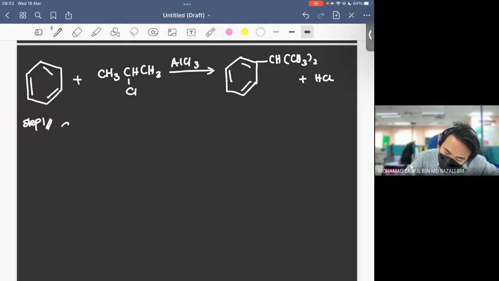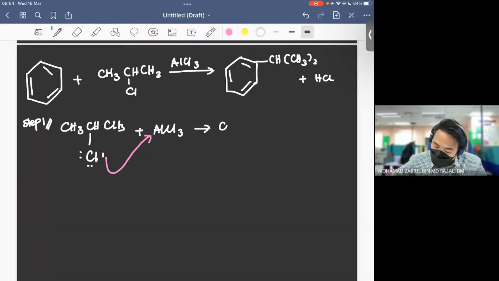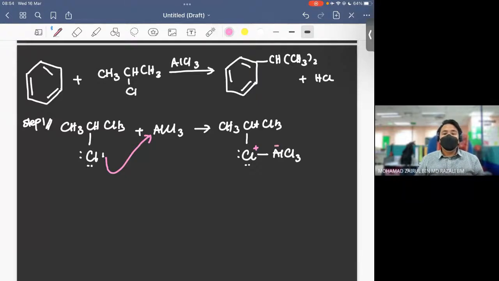So, apa yang kita boleh buat adalah CH3 CHCl. Dia akan bertindak balas dengan kita punya Lewis acid. So, dia boleh donate a pair of electron untuk polarizekan bond tu. AlCl3. So, sini positif, sini negatif. Macam mana saya tahu positif negatif? Saya kira dia punya formal charge. Sebab tu saya boleh tahu dia positif ataupun negatif.